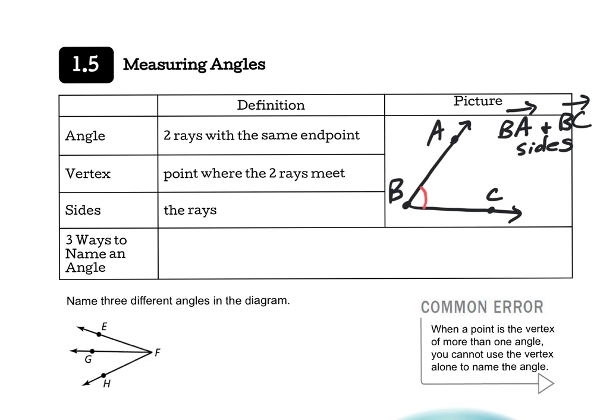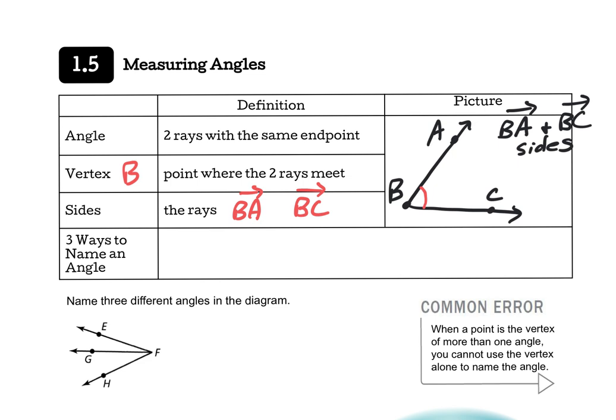In this case, B would be my vertex because that's the point where the two rays meet one another. Okay, it's the shared point, however you want to think of it. So B is what we call the vertex. We'll use that word a lot. We already talked about the sides. The rays are the sides. I probably should have written that down here instead of where I did, but same thing. BA and BC are your two rays.